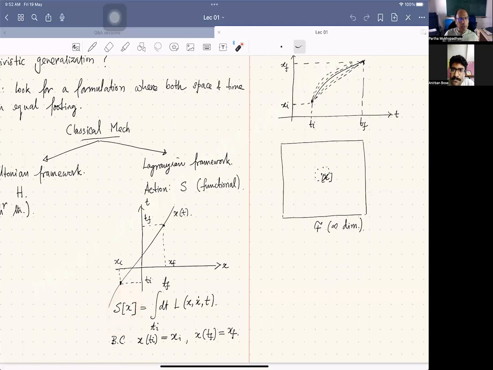What is going into the input? The entire function, from ti to tf. It is not one real number, it's an entire function, from within a range, within a segment, which has an infinite number of degrees of freedom, because you can change the function anywhere.